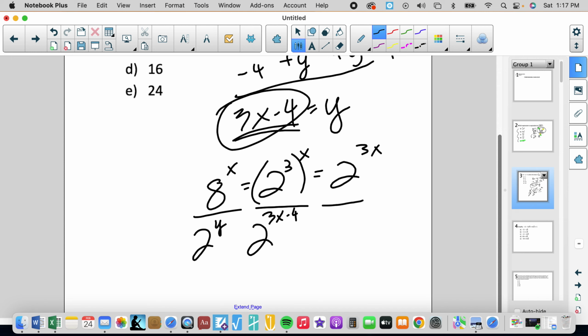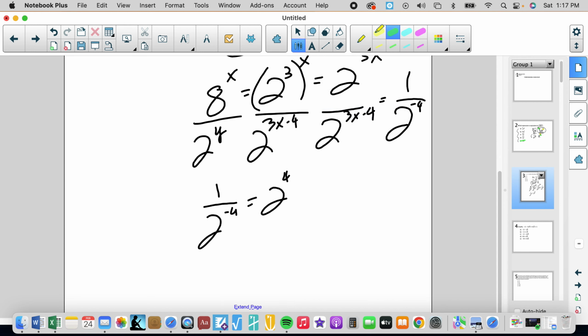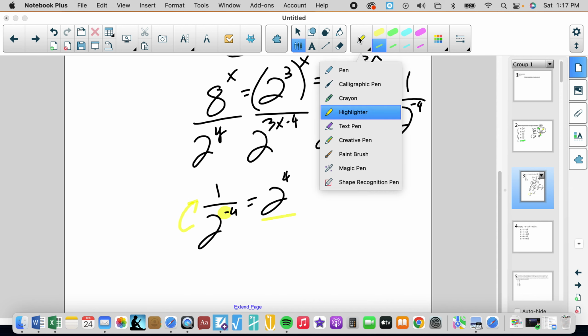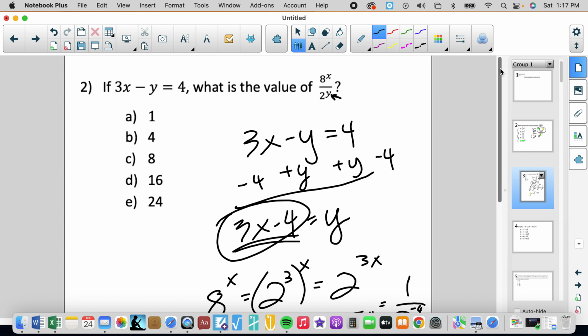So we substitute this value, and we have 2 to the 3x minus 4. So the difference would be 1 over 2 to the negative 4th. And 1 over 2 to the negative 4th is 2 to the 4th. When we change the sign of the exponent, we change the location. So that goes into the numerator. And 2 to the 4th is equal to 16. So my answer is going to be D.